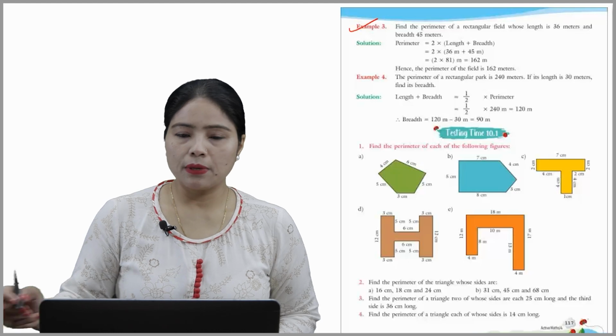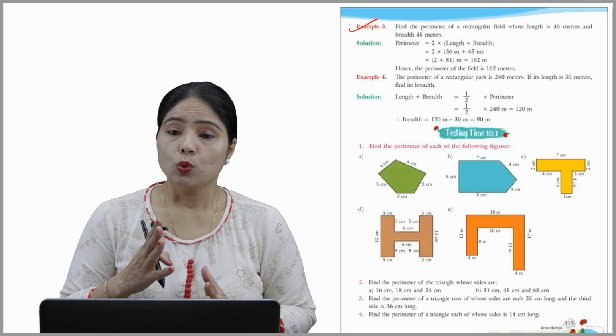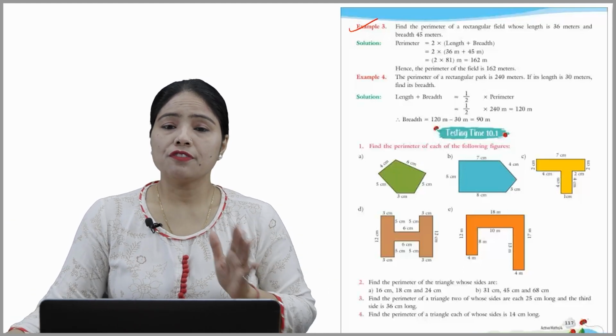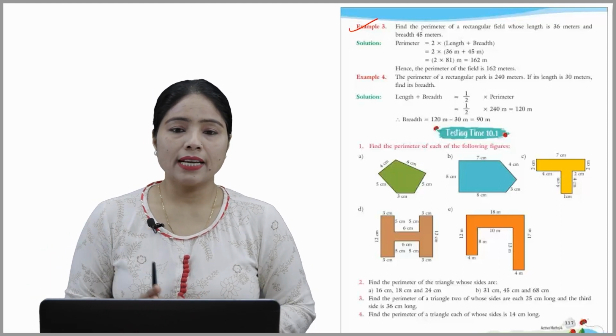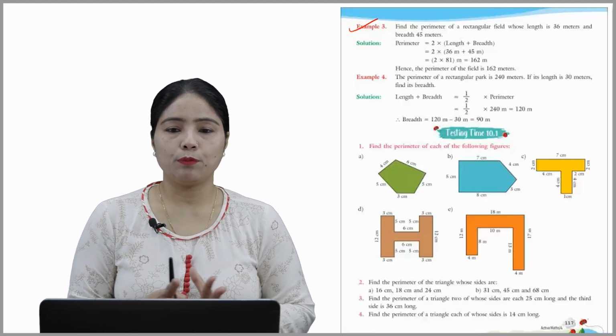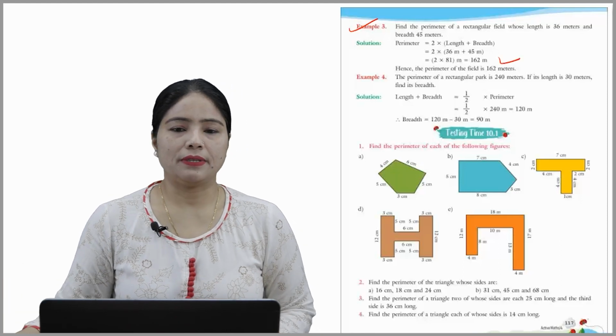So now see the example number 3. Find the perimeter of a rectangular field whose length is 36 meter and breadth is given 45 meter. So here the perimeter is 2 into L plus B. So that means what will we do? Length is 36, breadth is 45. Add both the numbers and multiply with 2 and get 162 meter, beta.